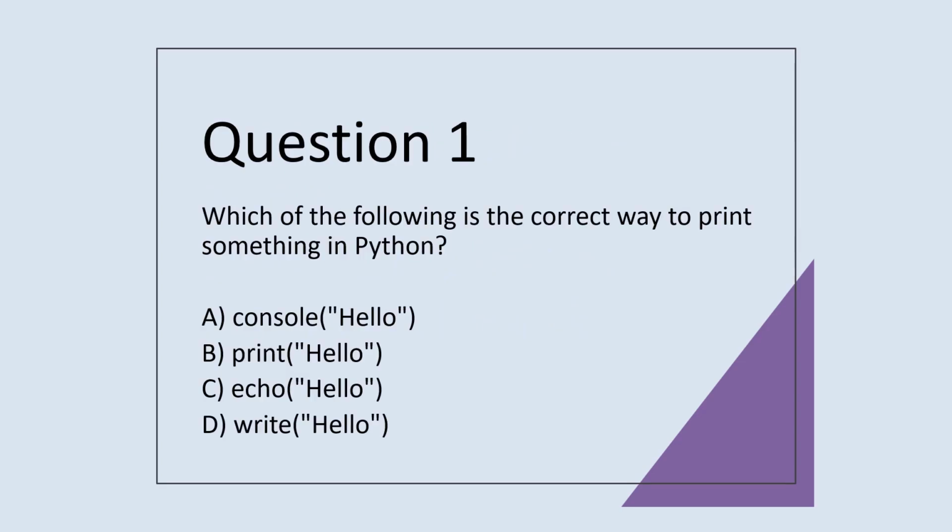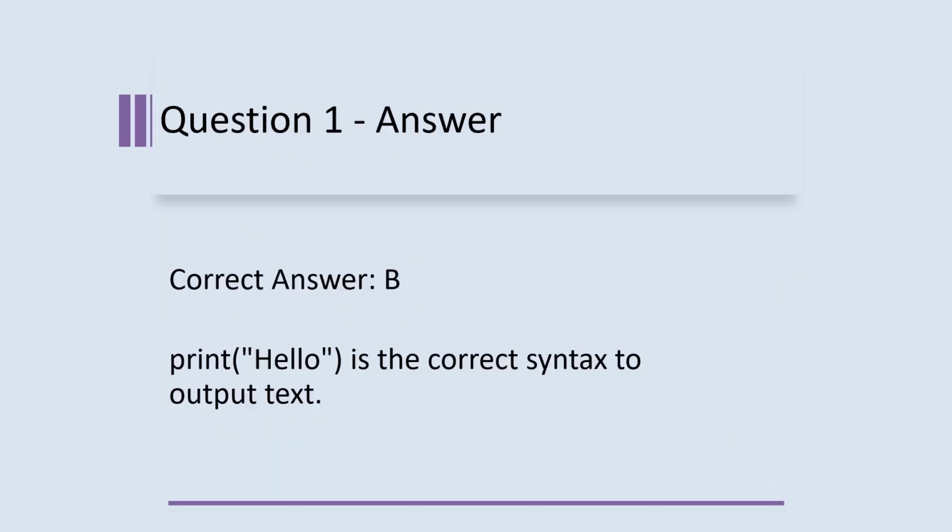Which of the following is the correct way to print something in Python? A: console hello. B: print hello. C: echo hello. D: write hello. Correct answer B. Print hello is the standard way to display output in Python.